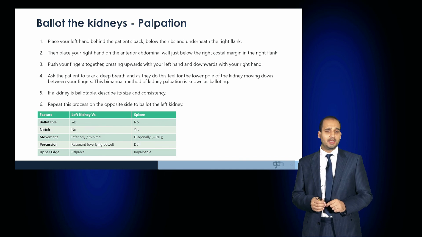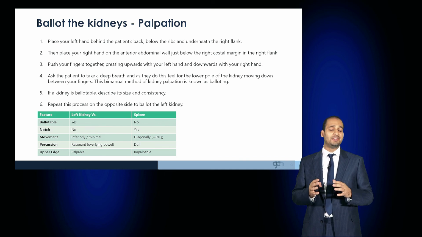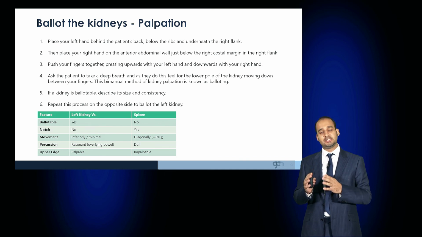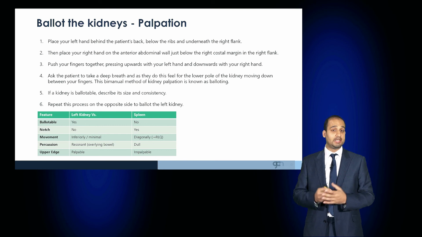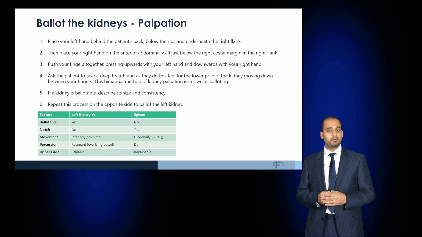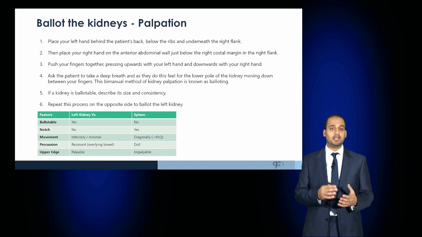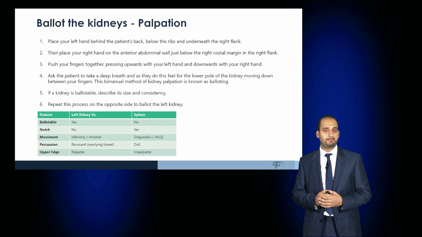Percussion over the kidney area would be resonant due to the overlying bowel, whereas the spleen, due to its relatively superficial nature, results in a dull percussion. The upper edge of the left kidney is palpable and the upper edge of the spleen is impalpable.